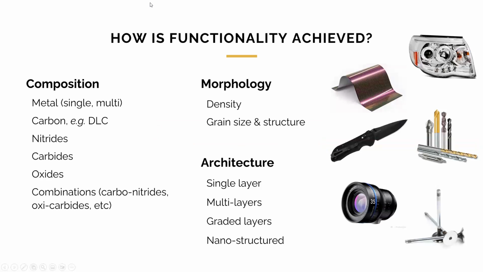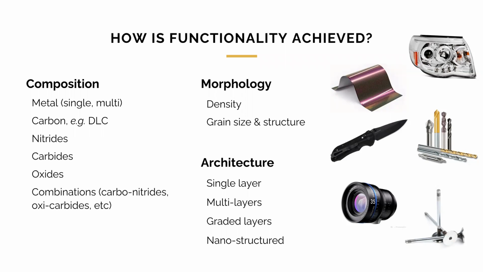And how is that functionality achieved? So you can achieve that by choosing the composition of that coating, and that goes all the way from a pure metal. There are many applications that is just a metal that you apply on top of your substrate part, but also can be carbon-based, such as diamond-like carbon, could be nitrides, carbides, oxides, and combinations of those. So this is purely the composition itself, but in combination with that, you have to think about the morphology of that coating. So how dense that coating is, the structure, how it grows on top of the substrate, right?